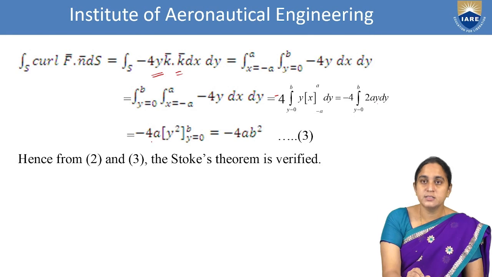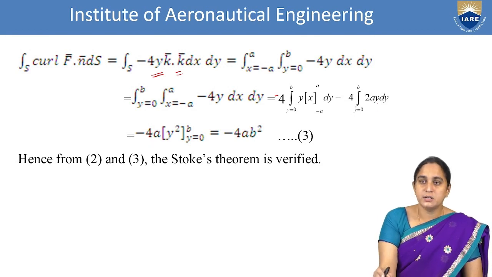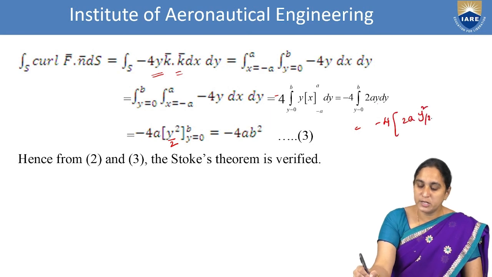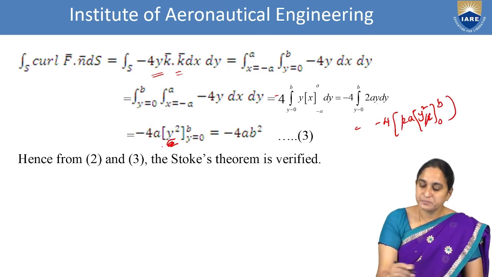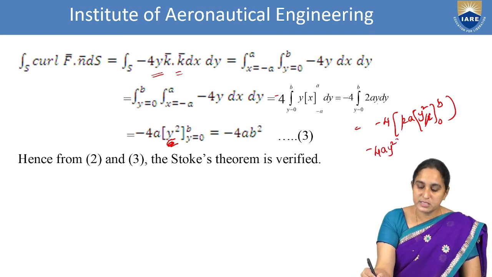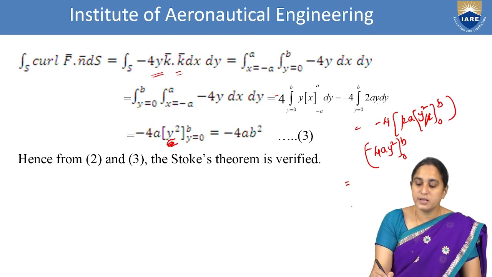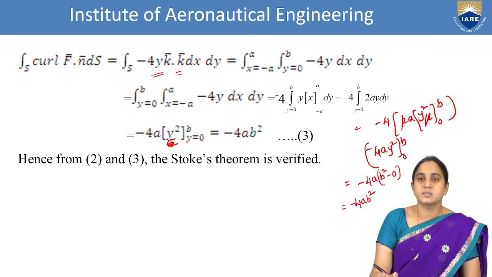That is equal to minus 4a, and the integration of y is y square by 2. Here I'll write that step: minus 4 into 2a into y square by 2, limit points 0 to b. Here the 2 cancels, we get minus 4a y square, limit points 0 to b. Then substituting in place of y, that is minus 4ab square, our lower limit being 0. That is minus 4ab square.